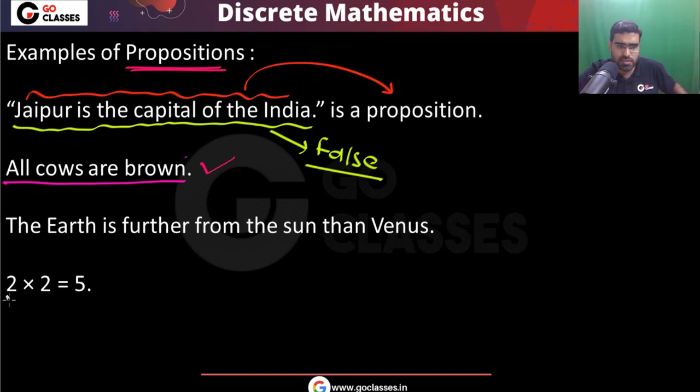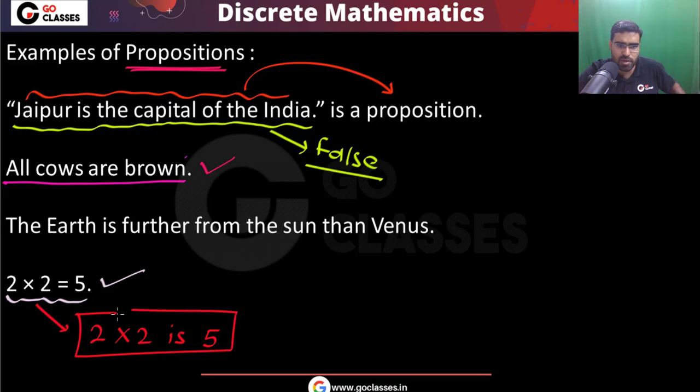What about this sentence? 2 into 2 equal to 5. This is also a proposition because this is declaring a fact, and this is saying that 2 multiplied by 2 is 5. Again, this is a false fact, but because this is declaring a fact and to this sentence we can assign true or false, one of them, that is the reason this is a proposition.